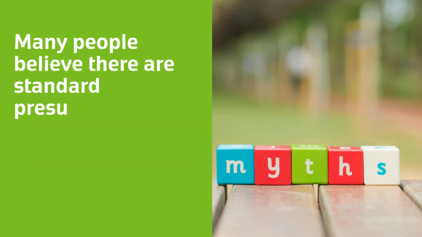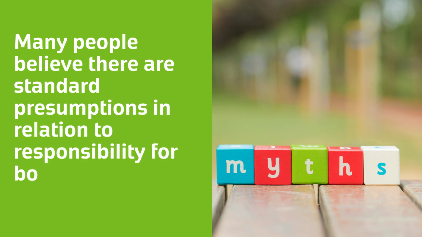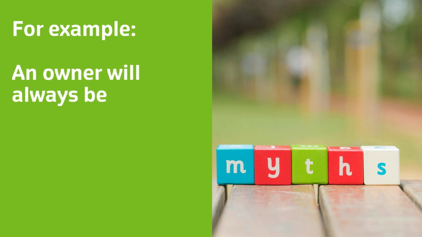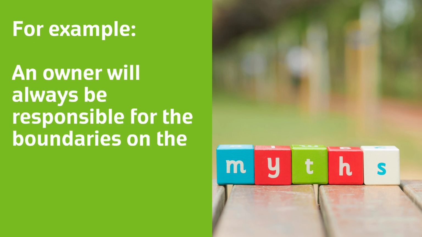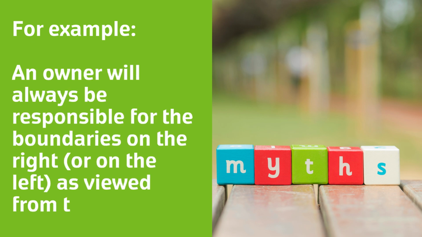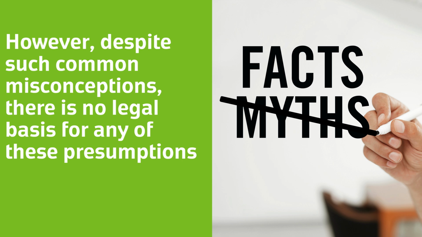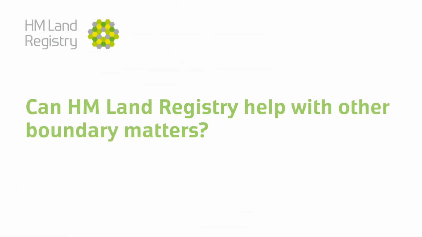Many people believe there are standard presumptions in relation to responsibility for boundaries. For example, the suggestion that an owner will always be responsible for the boundaries on the right or on the left as viewed from the front of the property. However, despite this being a common misconception, there is no legal basis for any of these presumptions.